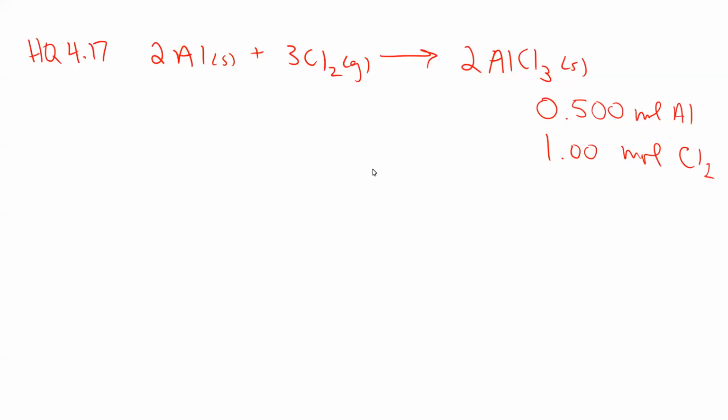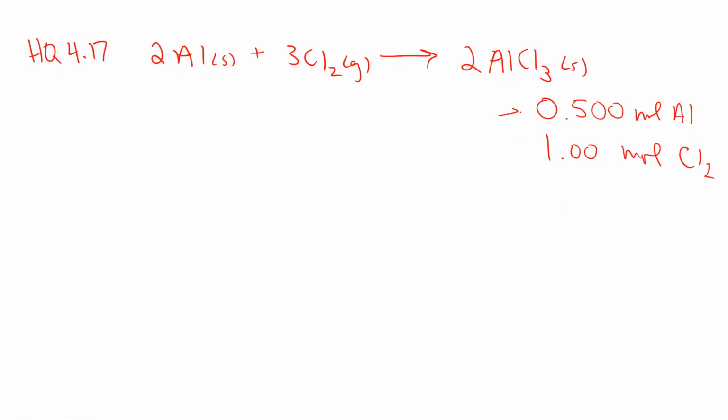So yeah, for question 17 from the homework, we're given this reaction: 2 moles of aluminum solid react with 3 moles of diatomic chlorine to produce 2 moles of aluminum chloride. We're told we start with 0.5 moles of aluminum and 1 mole of chlorine. We want to find out how many grams of excess reactant are left over. So this is a limiting reagent calculation. We want to find out basically how much we'll need.